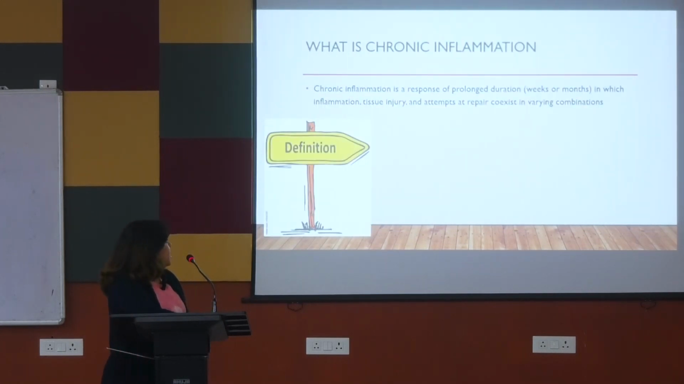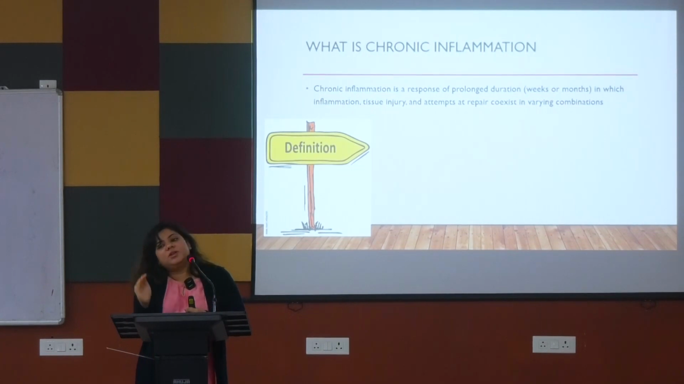Now definition. Chronic inflammation is a response of prolonged duration, weeks or months, in which inflammation, tissue injury and attempts at repair coexist in varying combinations. This means that inflammatory cells will also be present. Along with that, attempts at repair. Which are the cells involved in repair? Fibroblasts. There will be blood vessel formation, fibroblasts and laying down of collagen. There will be fibrosis. So you will see some amount of fibrosis, some new vessel formation.